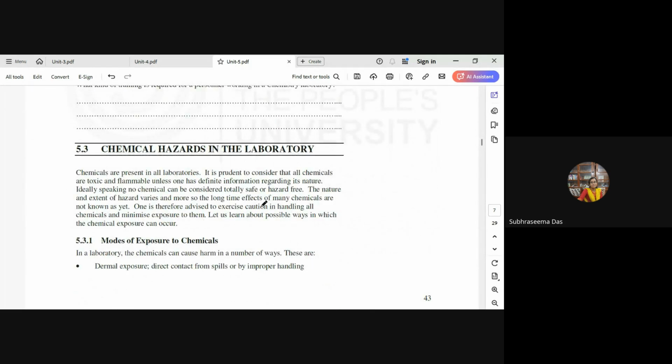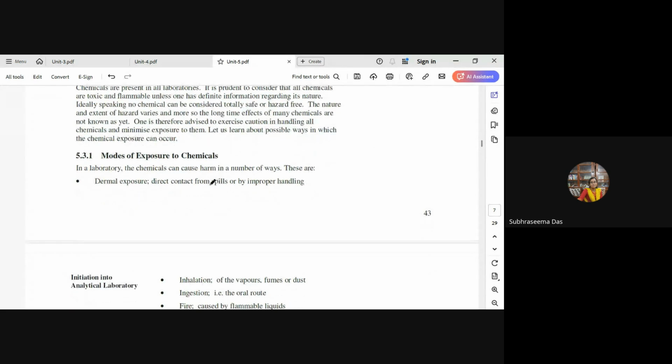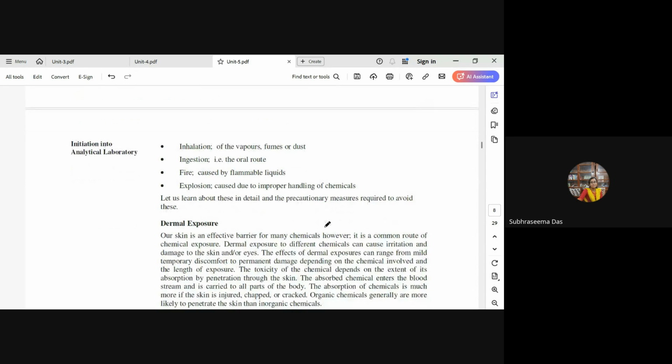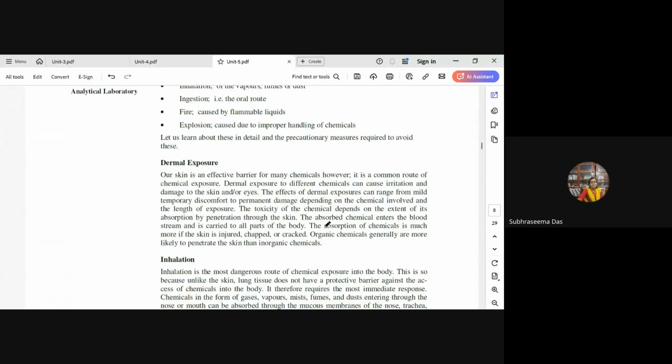Now, chemical hazards in the laboratory. We know that our laboratories are equipped with all sorts of chemicals. Now let us learn how a chemical exposure can occur to us. These chemicals can harm us in a number of ways. They can be exposed to us by dermal exposure, which means exposure to the skin, inhalation, ingestion, fire, and explosion. Dermal exposure means the toxicity when our skin is directly exposed to the hazardous chemicals.